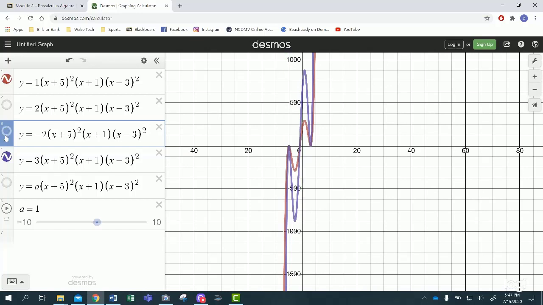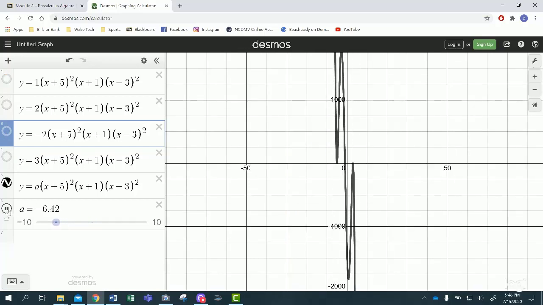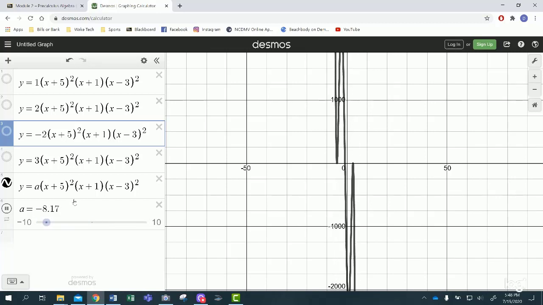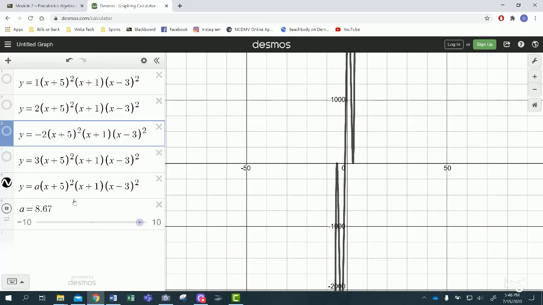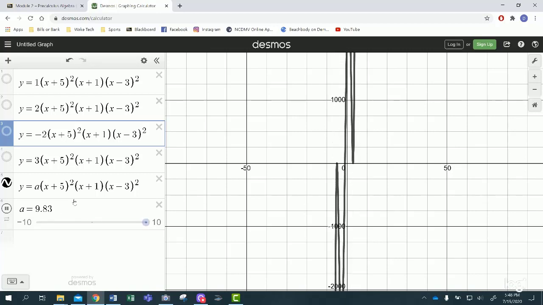vertical stretch by 3. So in fact, the a value, if I click play here, look at all the different polynomials that have these same factors and these same multiplicities but a different a value. Just look at that for a minute so you can remember how important it is to find a. A causes a vertical stretch or a vertical shrink or a flip. So a matters and you have to find a.